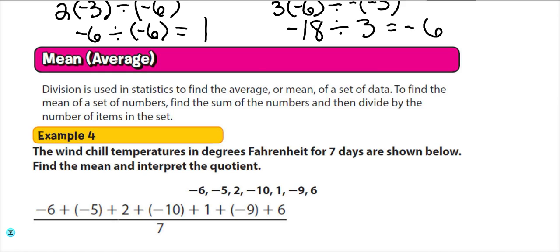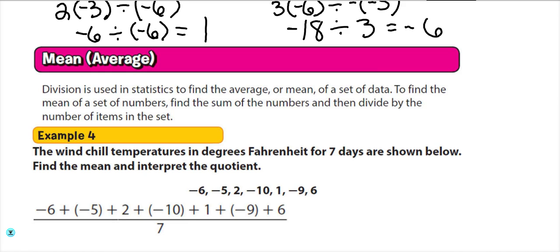All right, let's take a look at this one. The second part of the objectives is to find the mean or the average. Division is used in statistics to find the average or mean of a set of data. To find the mean of a set of numbers, find the sum of the numbers and then divide by the number of items in the set. So remember, to find the mean or the average, you add up all the numbers and you divide by how many of the numbers there are.